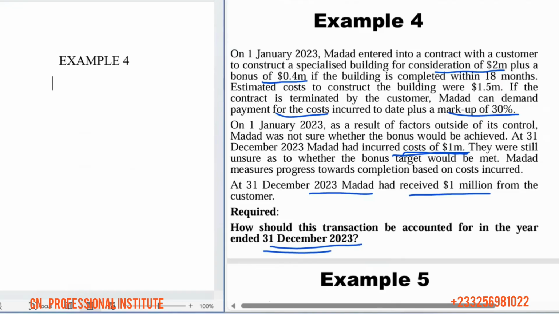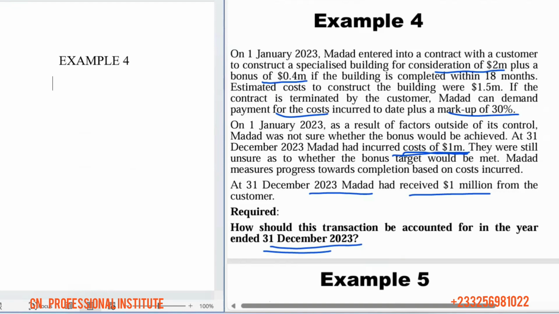Here too, we've not been told that the customer has defaulted. And so with that we are not going to do anything with the 30% markup and my dad demanding payment for cost to date. We are not going to touch it because we've not been told that the customer has defaulted, or has cancelled the contract. So we are not going to touch the bonus of 0.4 and the 30% markup too. Okay, so that's it.